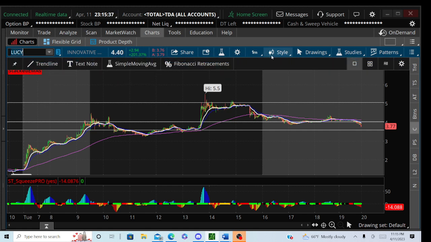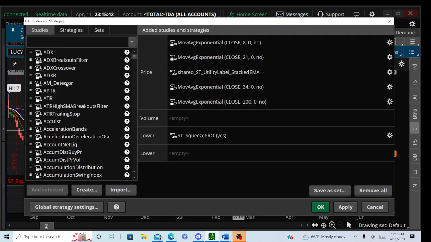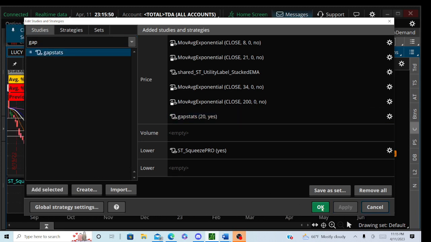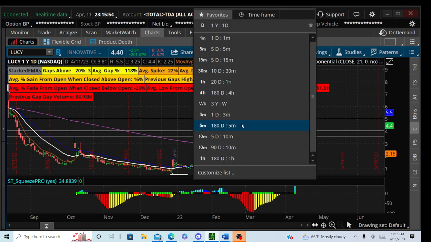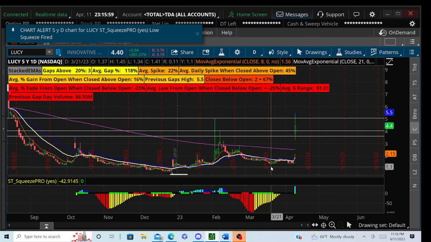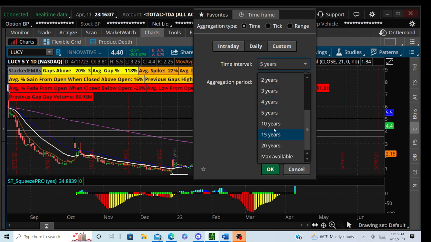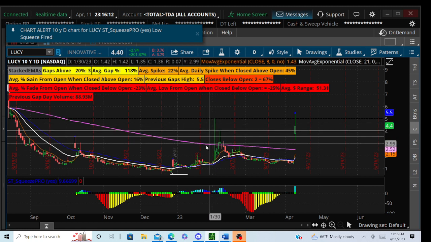First things first, gap stats. All right, let's turn these gap stats on. I just usually use 10 years. I don't know why. It's probably better to do 5 years, but I usually use 10. We'll look at them both. 5 years, only 2 gaps, 67%. 10 years, 2 gaps, 67%. It spikes a lot, but not many gaps.